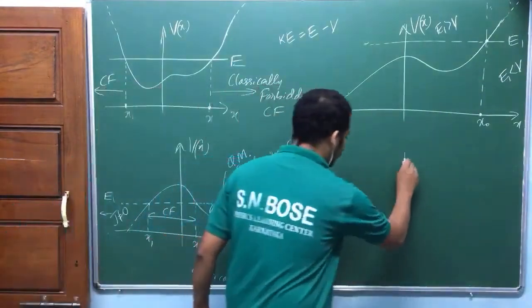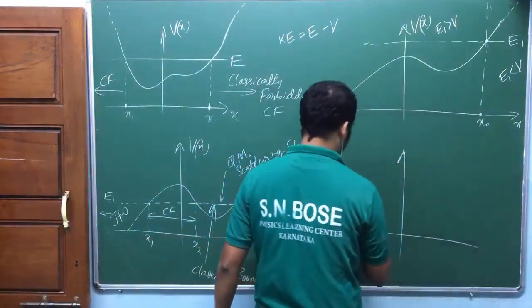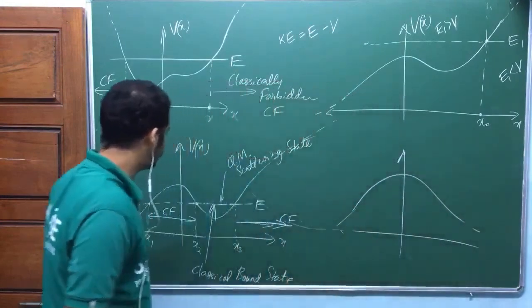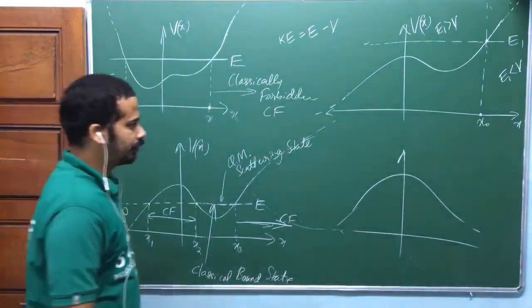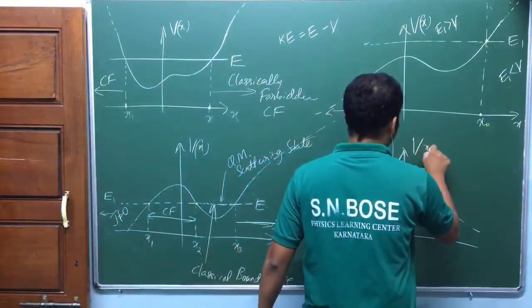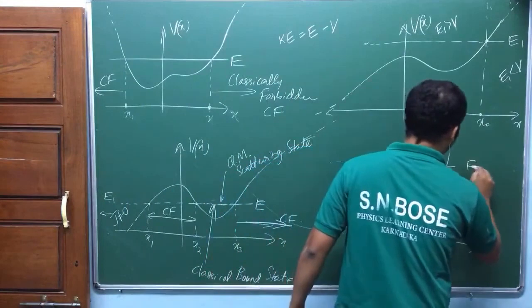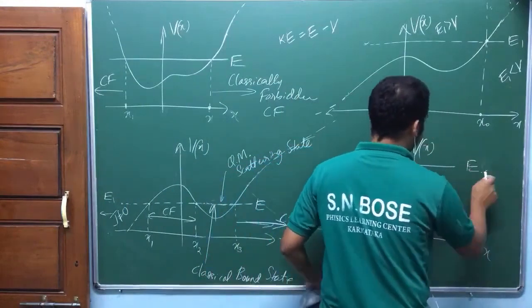Let me take one more very simple one. Suppose I have this kind of situation. V of x is like this. Suppose you have energy greater than this one, E1.